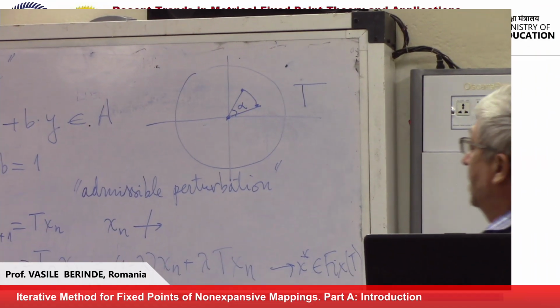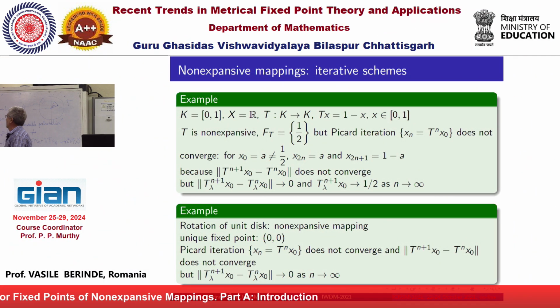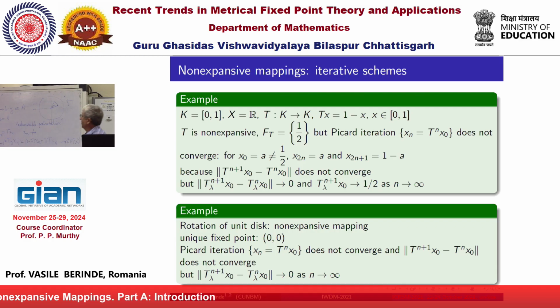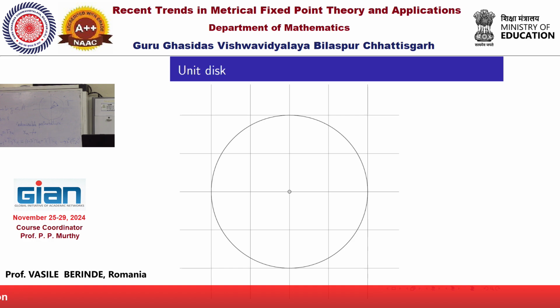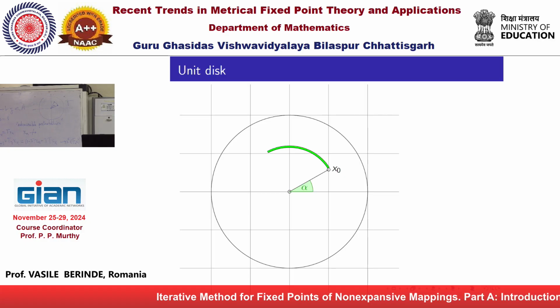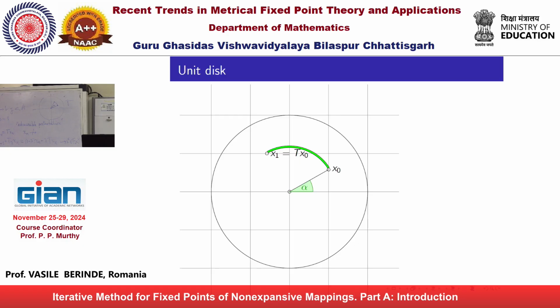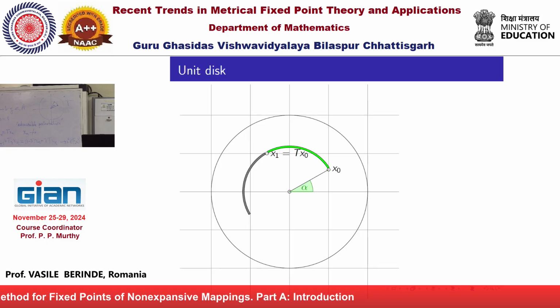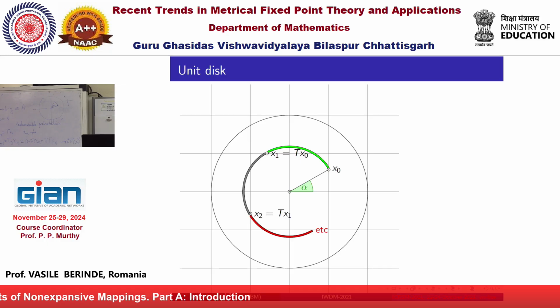I illustrate it immediately, but the average map T lambda has this property, so it's asymptotically regular. So here is a dynamic example. We take x0, and T of x0 will be here, Picard iteration. Then T of x1 will be x2, and it is easy to see that it will go continuously and will have no convergence to the fixed point, which is here.